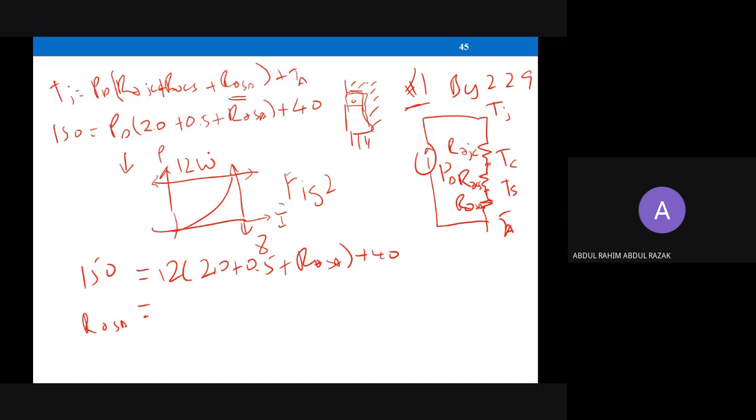150 minus 40, divided by 12, minus 2, minus 0.5. So you will get 6.67 degrees C per watt of heatsink that is required. Is it? Anybody?